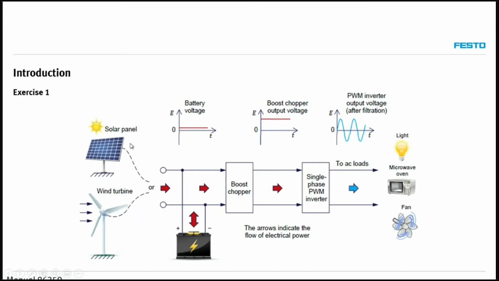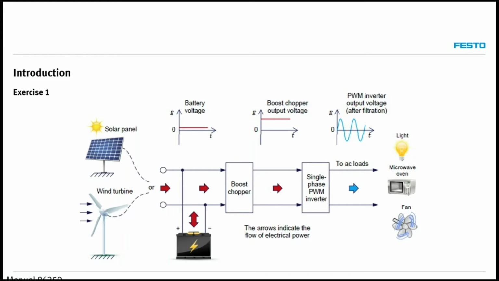You can see that we have a choice of two different types of sources for our system, either solar or wind. This will be connected to a battery to charge the battery or keep it charged. At the same time, in parallel, it will be connected to a boost chopper. What is a boost chopper? It's a power electronics device that can take a certain voltage and boost it up to a higher voltage.